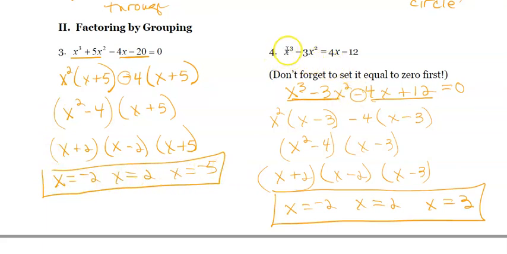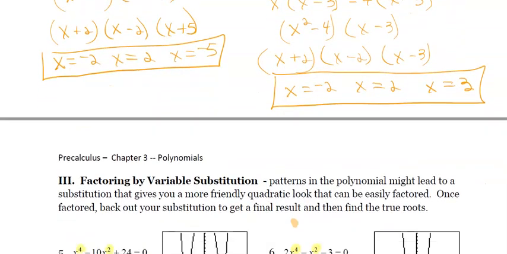Here you have a cubic, but look, it's not set equal to 0 yet. Do that first. Now you have 4 terms. Handle it the exact same way you just handled the previous problem in number 3, and you should get 3 roots, and they're listed below in the box.